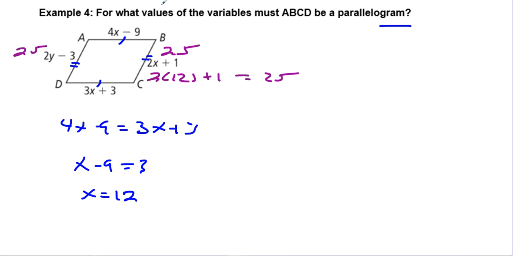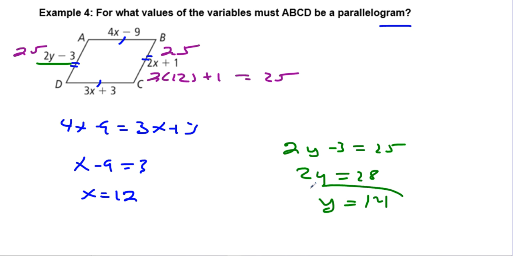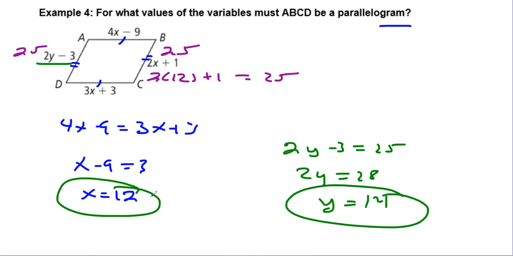So I'm going to take this y right here and equal it to 25. 2y minus 3 is equal to 25. Add 3 and divide by 2. All right? So these are the values that x and y must be in order for this to be a parallelogram. Any other values, it is not a parallelogram.